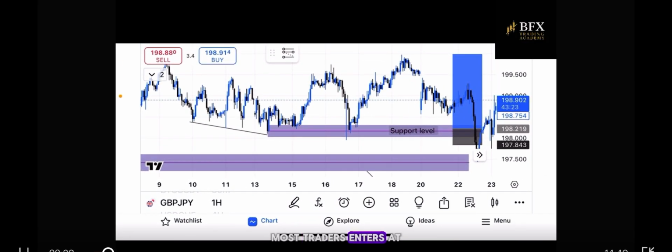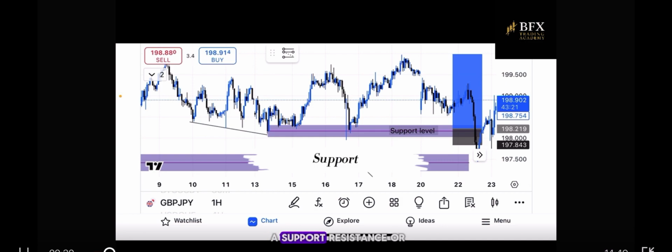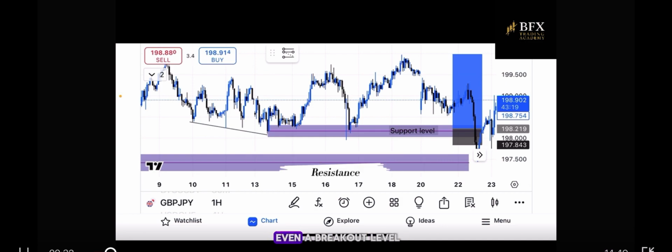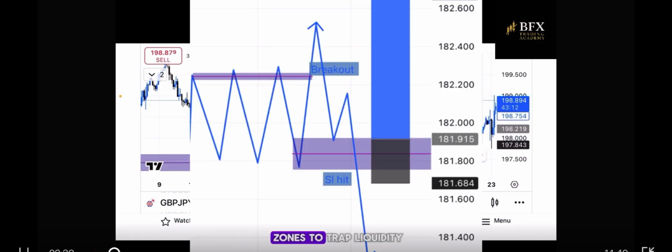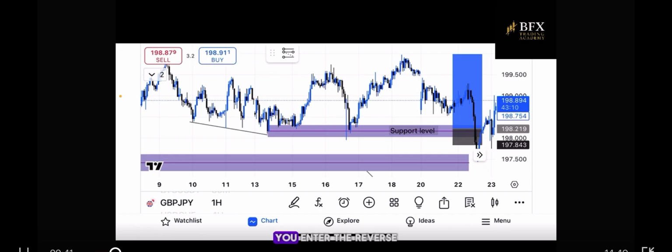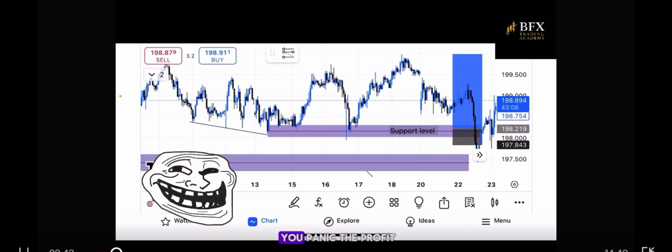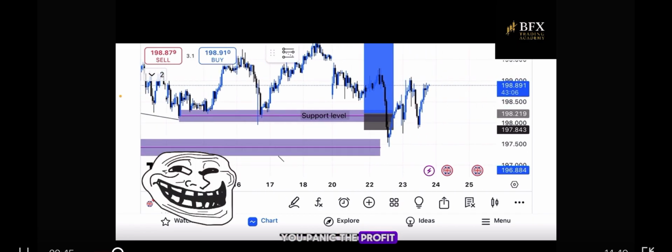Most traders enter at a support, resistance, or even a breakout level. But what really happens is smart money uses these zones to trap liquidity. You enter, they reverse. You panic, they profit.